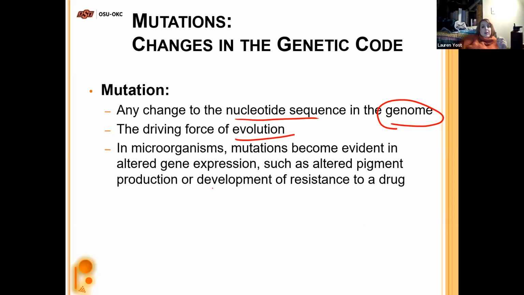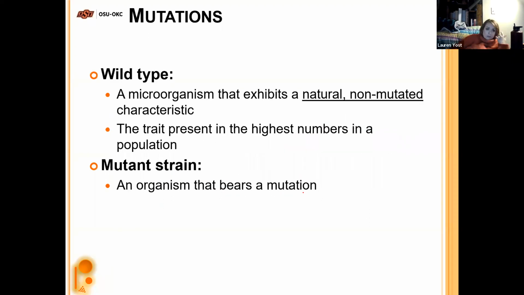So this can become evident very quickly as far as altered gene expression, like altered pigment production or development of drug resistance. That can happen very quickly in organisms. We're not introducing any new DNA or anything, just mutation happening on its own. You can see it happen in a matter of days.